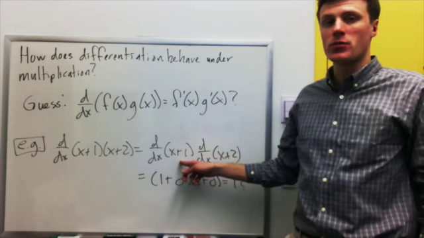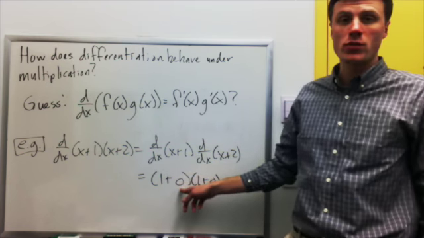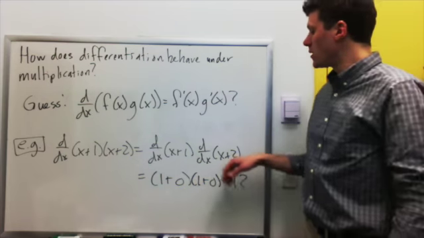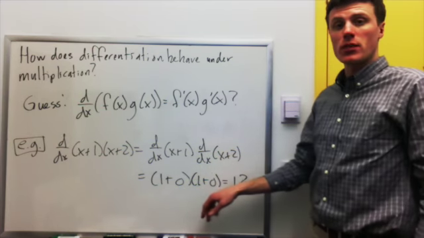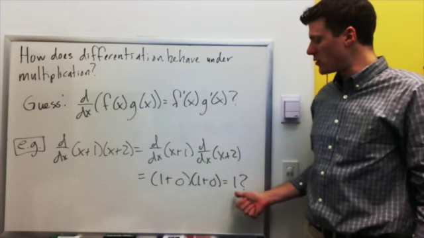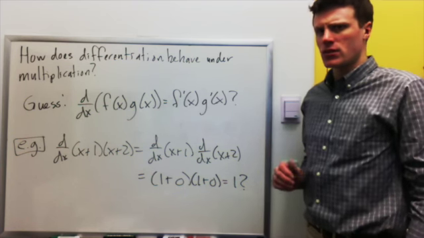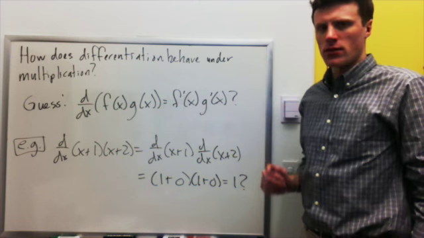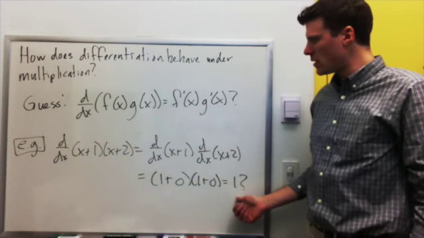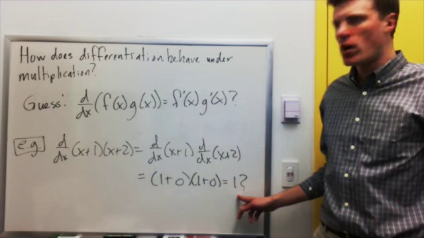The derivative of x plus 1 is, well, the derivative of x is 1. The derivative of 1, which is a constant, is 0. The derivative of x plus 2, for the same reason, is 1 plus 0. 1 plus 0 times 1 plus 0 is 1. Let's think about what the derivative means. It is the slope of the function. This is saying that the slope of this function is constantly equal to 1.